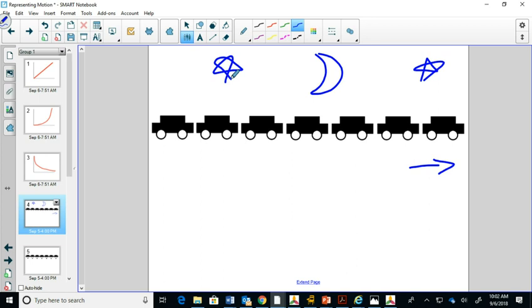What can you tell me about its acceleration? It's 0, right? It's not speeding up or slowing down. Does that make sense? Are you comfortable that most people can't draw very well?